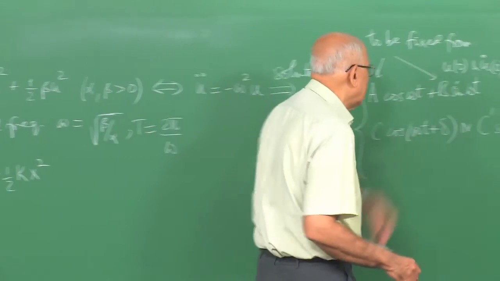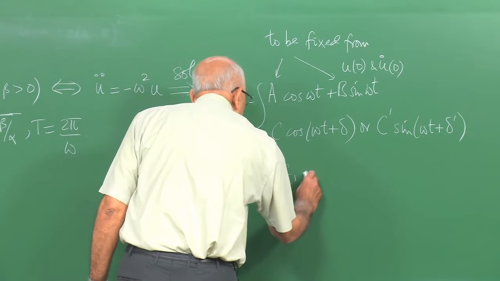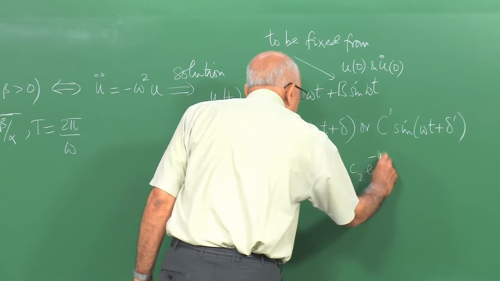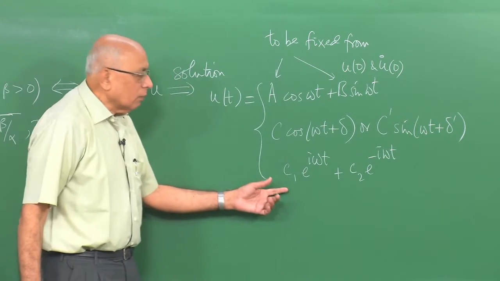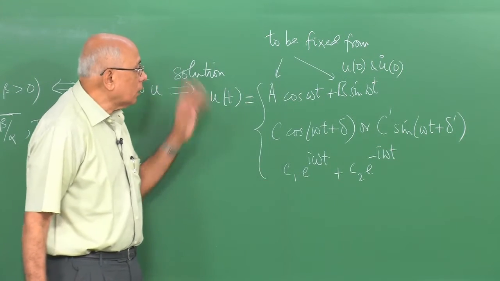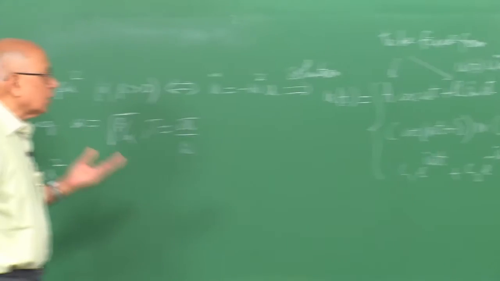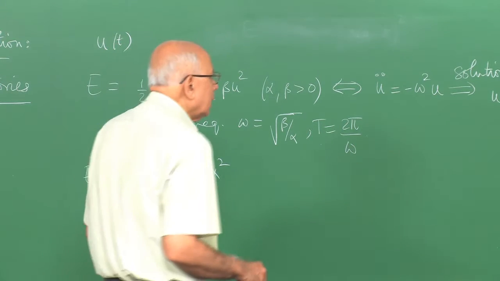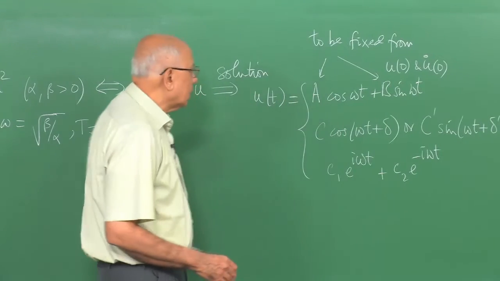Or there is yet another way, which is to write it as c1 e to the i omega t plus c2 e to the minus i omega t, and this is going to involve complex constants. If you want the solution to be real, then these constants have necessarily got to be complex. But again, since e to the i omega t or minus i omega t is a linear combination of sine and cosine omega t, it does not matter. So these are different ways of writing the solution down.